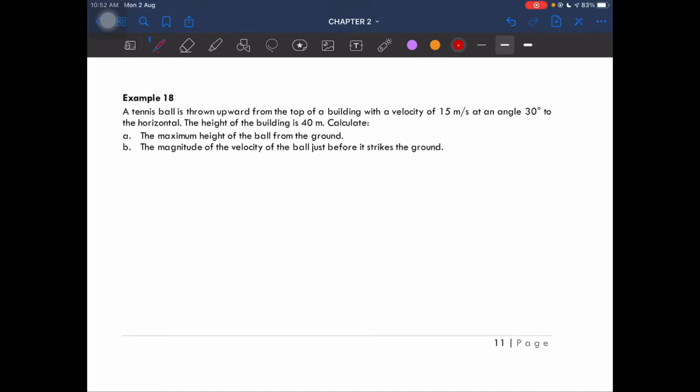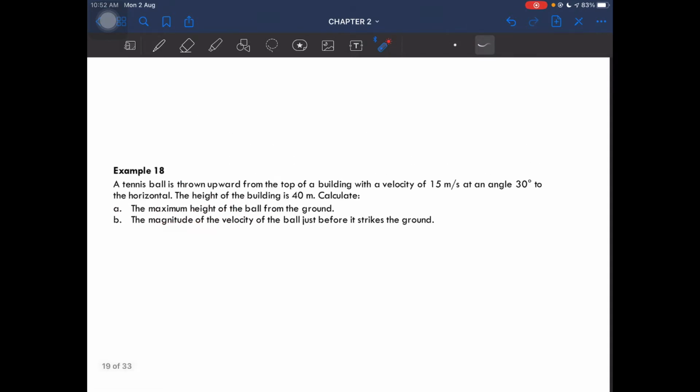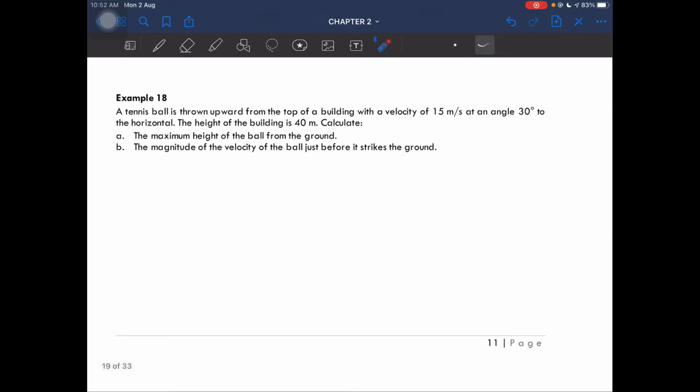Example 18, second last example for this whole chapter. A tennis ball is thrown upward from the top of a building with a velocity of 15 meters per second at an angle of 30 degrees to the horizontal. The height of the building is 40 meters. Calculate the maximum height of the ball from the ground, and the magnitude of the velocity of the ball just before it strikes the ground. Okay, so let's try and draw this.